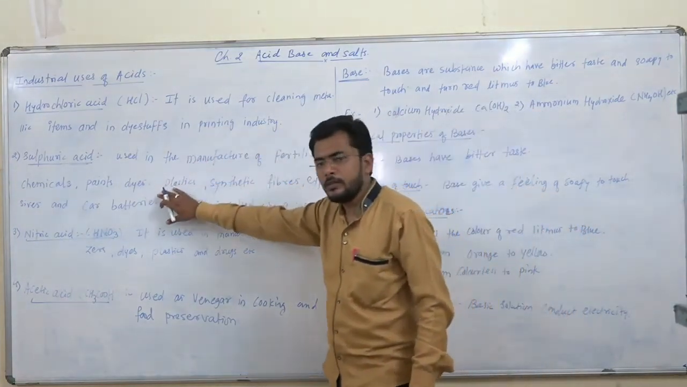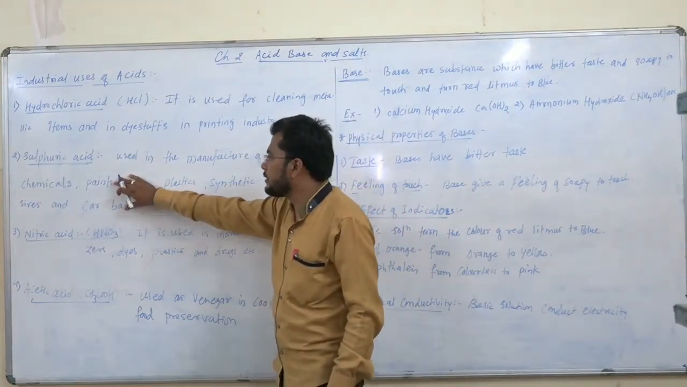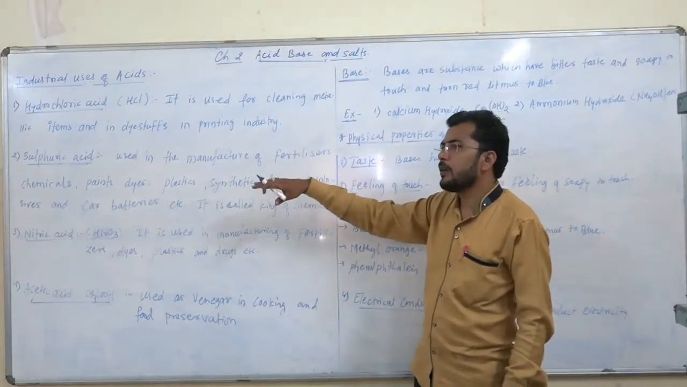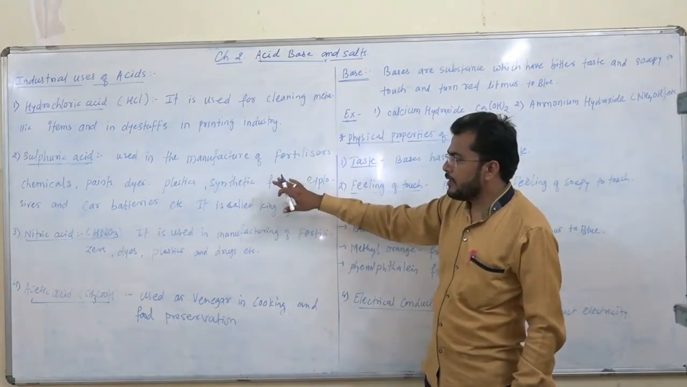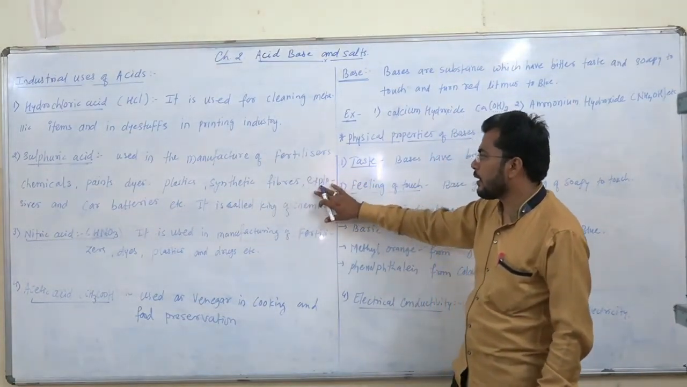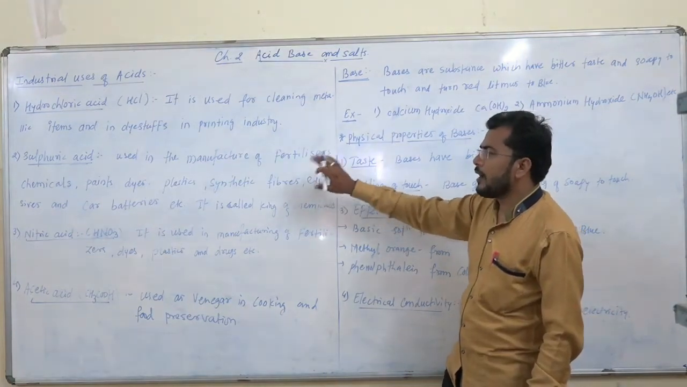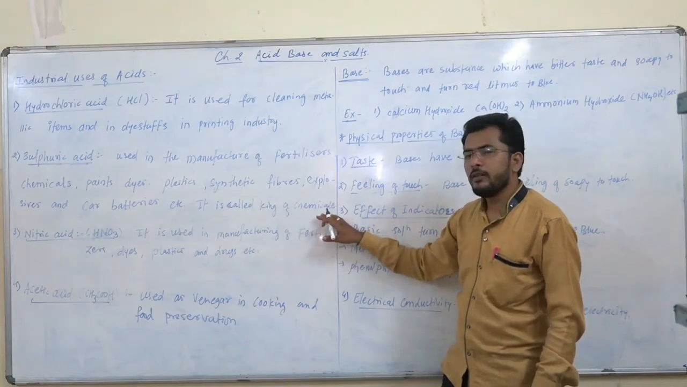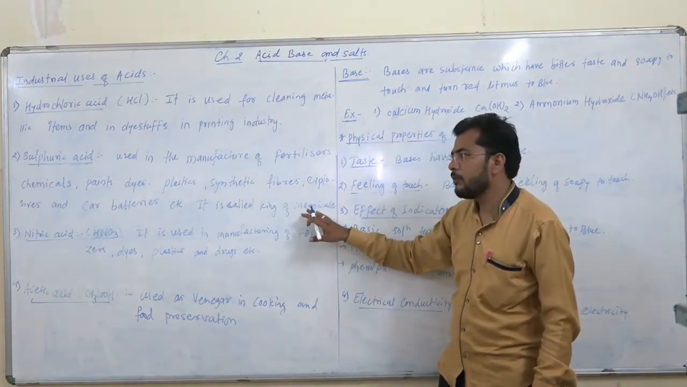Second, regarding sulfuric acid, it is used in the manufacturing of fertilizers, chemicals, paints, dyes, plastics, synthetic fibers, explosives, and car batteries. It is known as the king of chemicals.